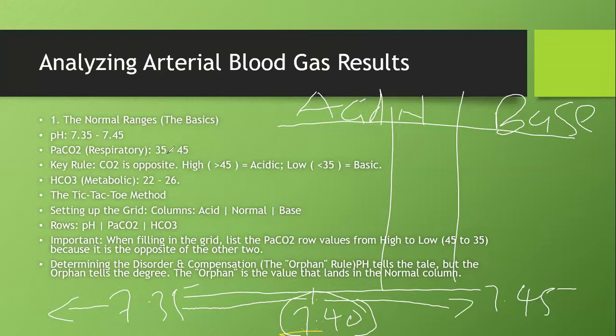The alkalotic way, or it is going towards base, even though it is still normal. And so when you get a question about full compensation, what you need to look out for is: is the pH within the normal range? If it is within the normal range, which side of the normal is it towards? Is it towards the acid, or is it towards the base?